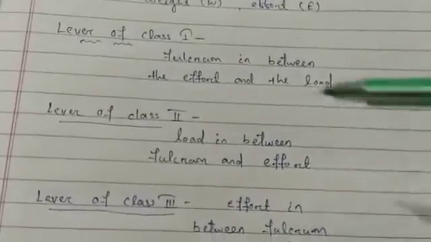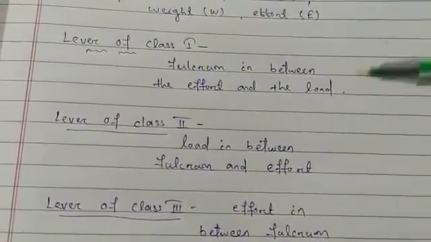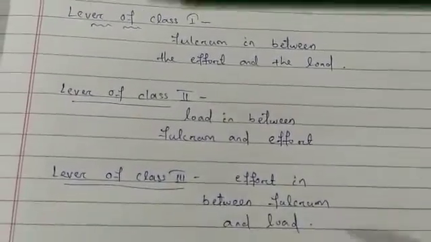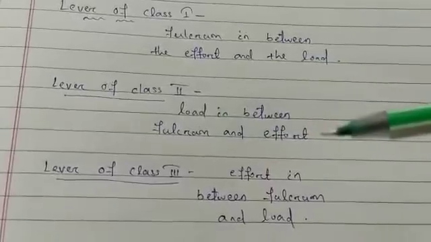So if we see, in a lever of class 1, the fulcrum is between the effort and the load, like a seesaw or pair of scissors. Then in levers of class 2, the load is between the fulcrum and the effort.